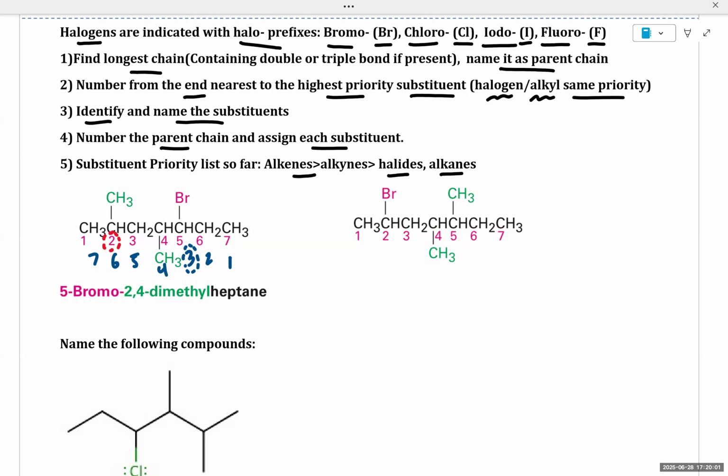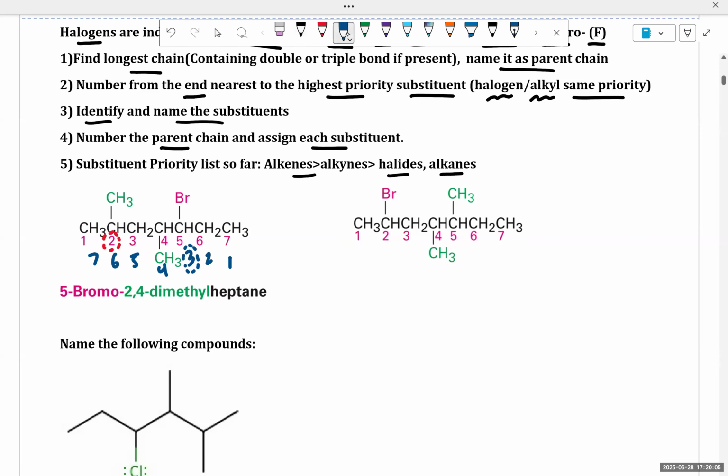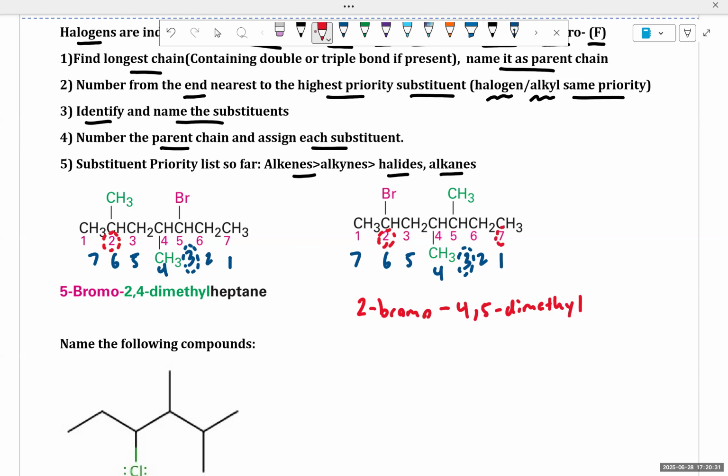If we look at this compound on the right, we have two possible numbering methods. In this case, we have a locant number of 3 versus 2. We're going to use the numbering method in red. So this will be named as 2-bromo-4,5-dimethyl. And it's a 7-carbon chain, so it would be heptane.